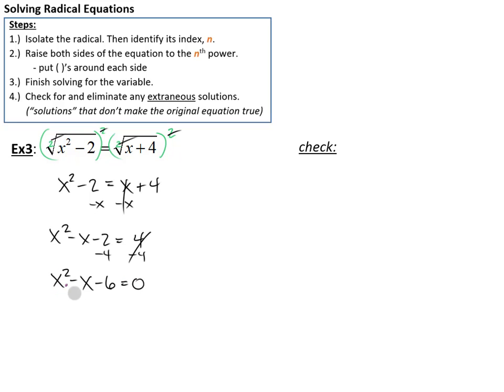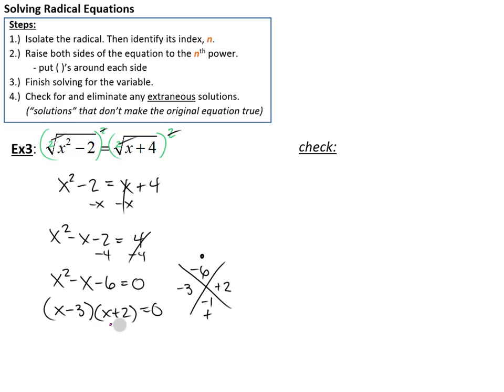So let's see, we've got x squared positive, it's set equal to 0. Let's see if we can factor this. I need two numbers that multiply to -6 that add up to -1. That's -3 and +2. It is factorable. So x minus 3, x plus 2.